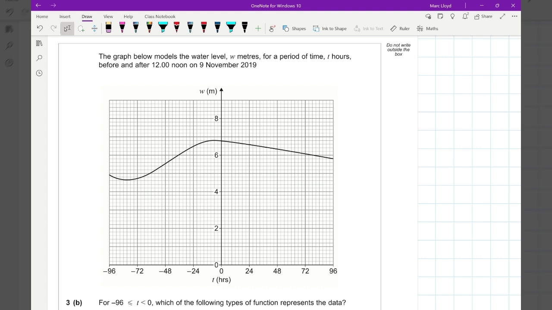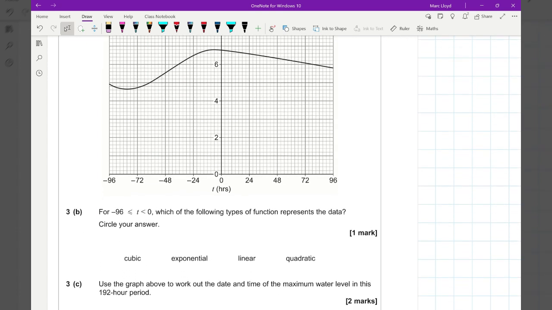Now, 12 noon means PM. So if you go an hour forward, it's 1 PM. You go an hour behind, it's the same day, but it's 11 AM. It says for -96 and 0, so between -96 and 0. So that's the left-hand side of the graph to the left of the y-axis. Which of the following types of functions represents the data?